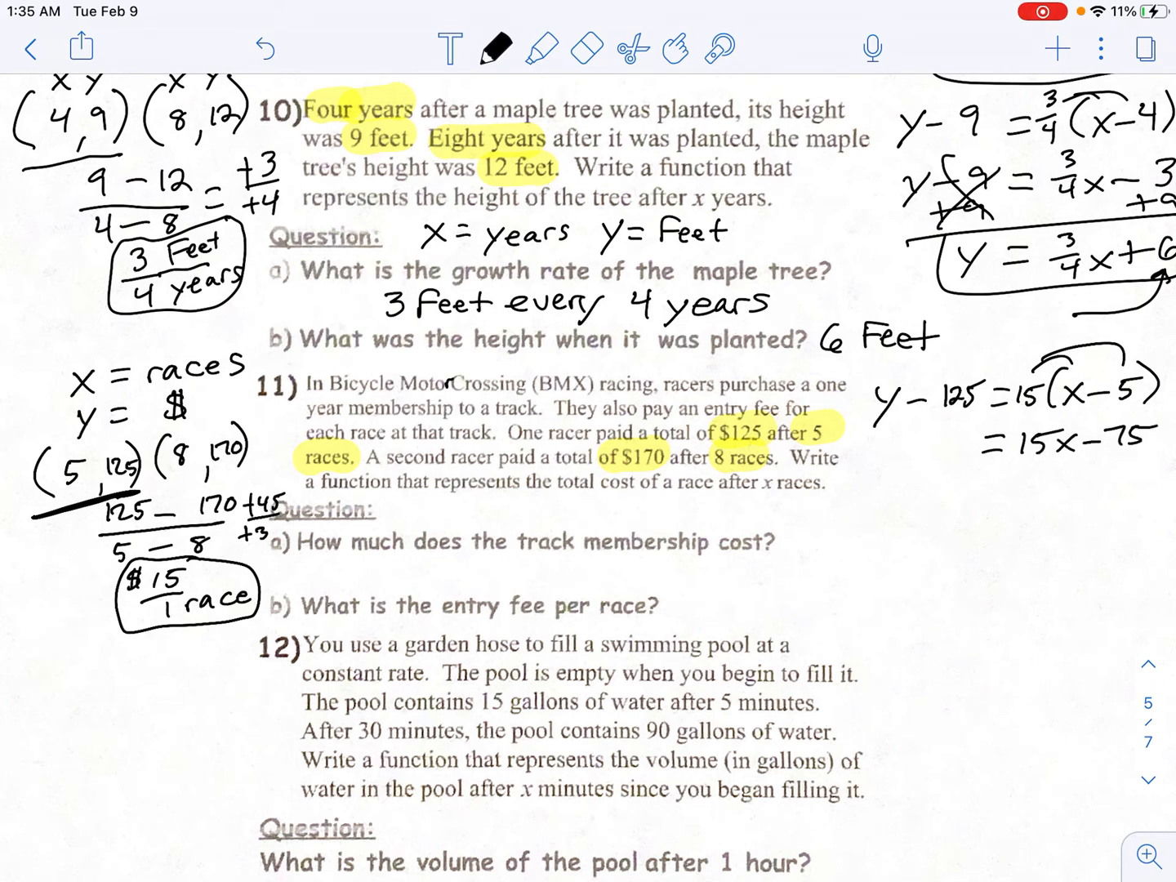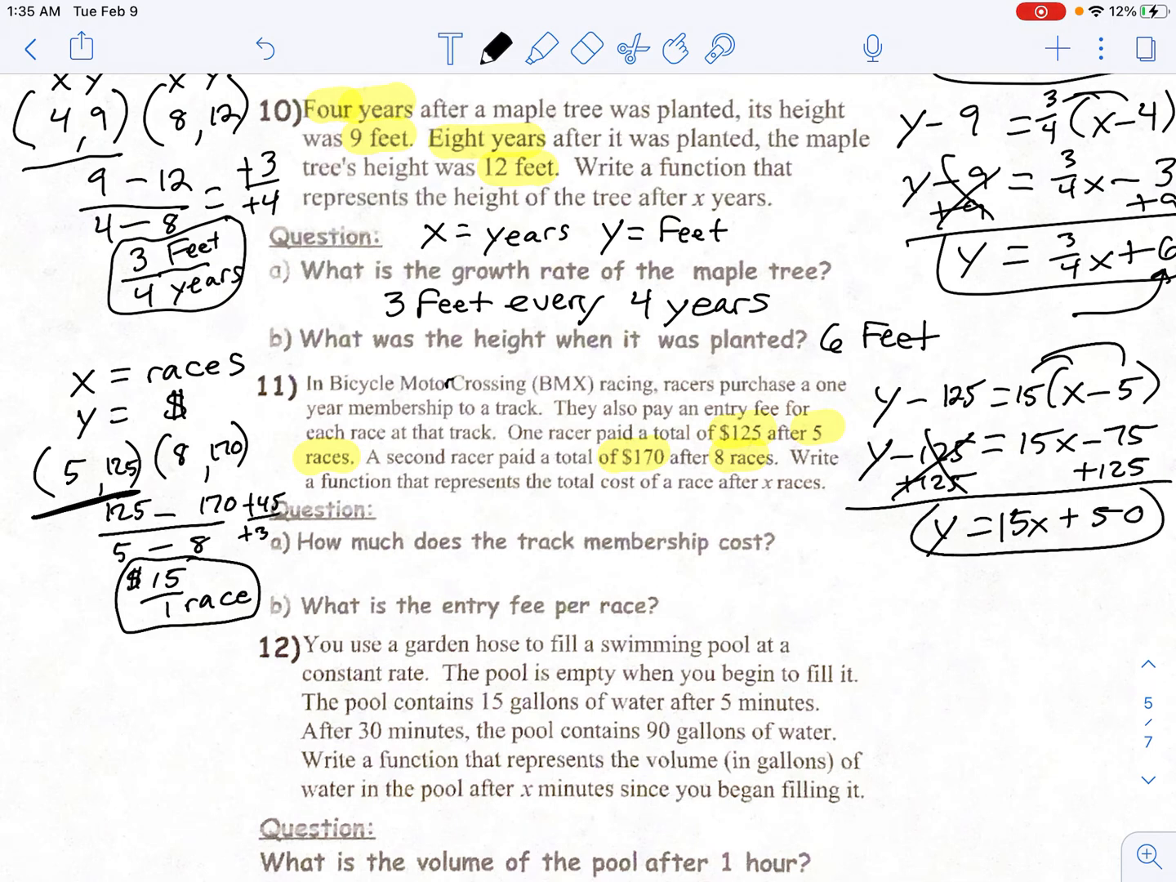So 15 times x is 15x. 15 times negative 5 is negative 75. Drop this down. Add this over, and you can clearly see that you're going to have an initial fee. So y equals 15x plus 50. So there's your equation.